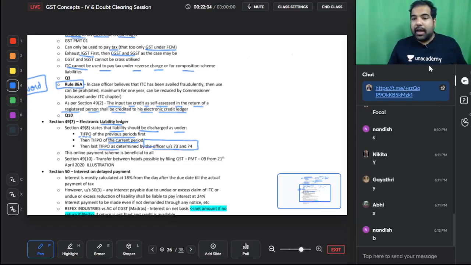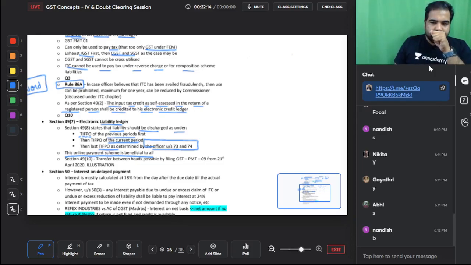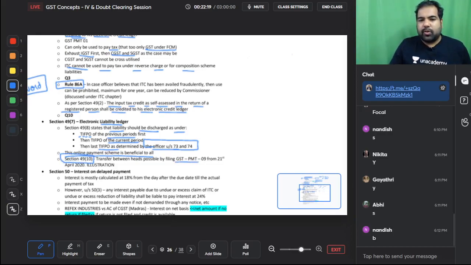Guys, everything here happens online, and that facility is great. It saves a lot of time, effort, etc. And here again you should know that under section 49(10), GST PMT-09, if your liability has to be paid but you've deposited cash in a different head, you can change from one head to the other. Yes.